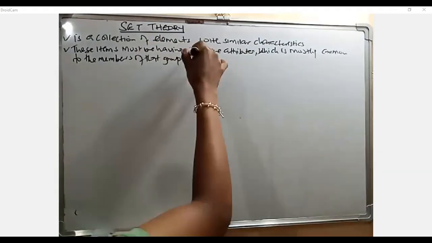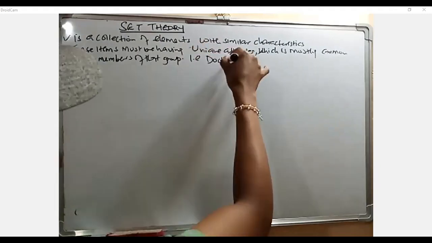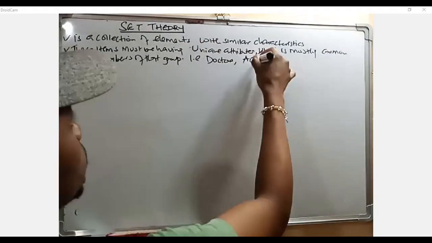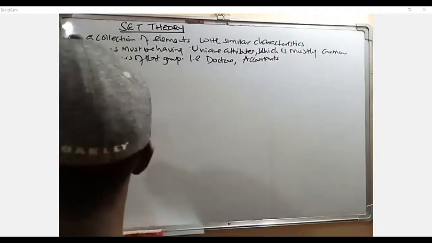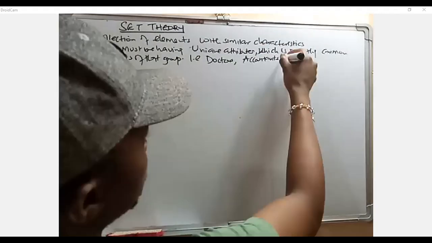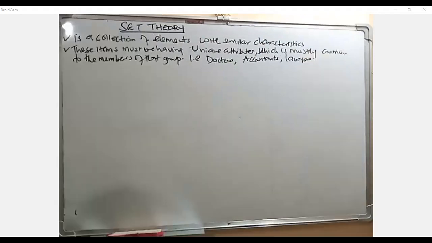For instance, you can talk about doctors. These are people with similar characteristics. You can talk about accountants, people with similar characteristics, right? So already you know that is your set. We have doctors, accountants, and you can talk about lawyers, right? You cannot say this lawyer is more superior than the other. They all learn the same thing. They all have similar characteristics.